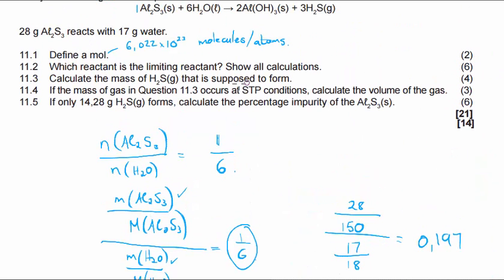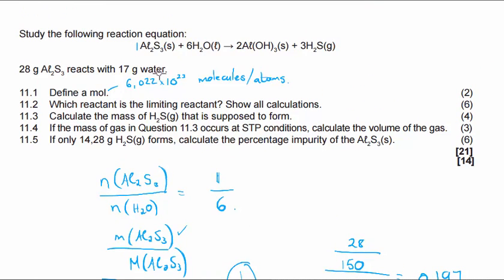There's a few difficult questions here. Calculate the mass of H2S that is supposed to form. Now, which gram is appropriate to use? Which is a valid gram? There's 2 grams here. Which one should I be using? I'm thinking the water, because it's the one we're using up. So we're going to use 17 grams of water.